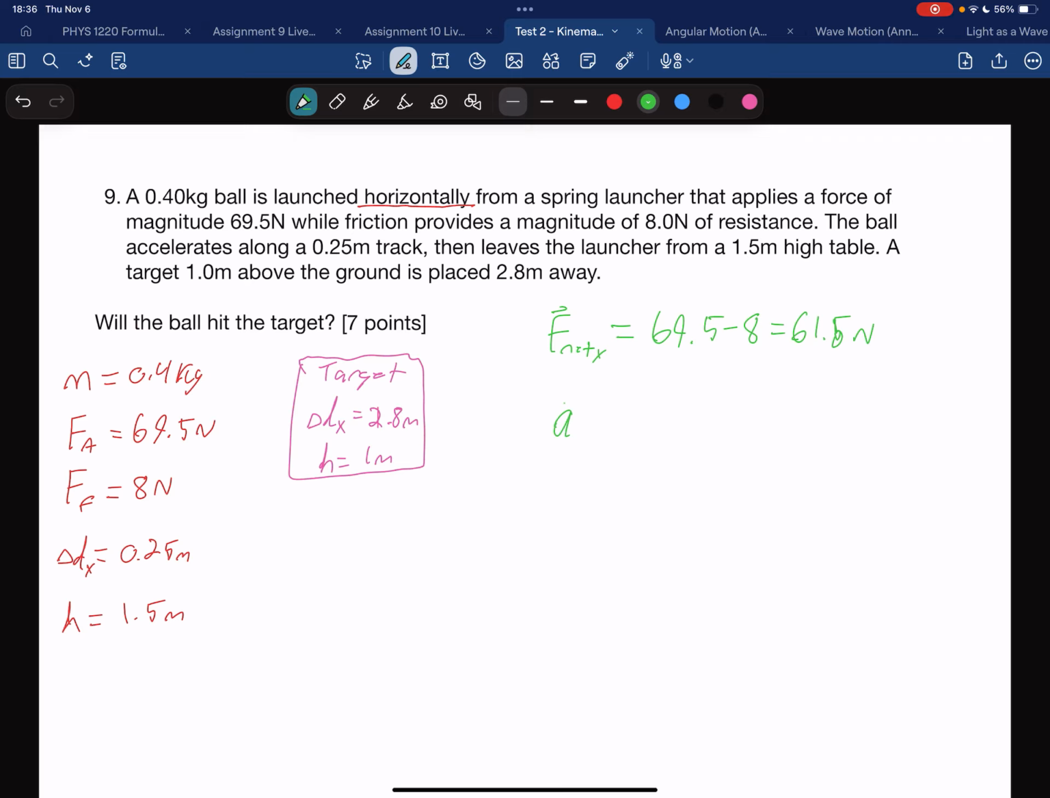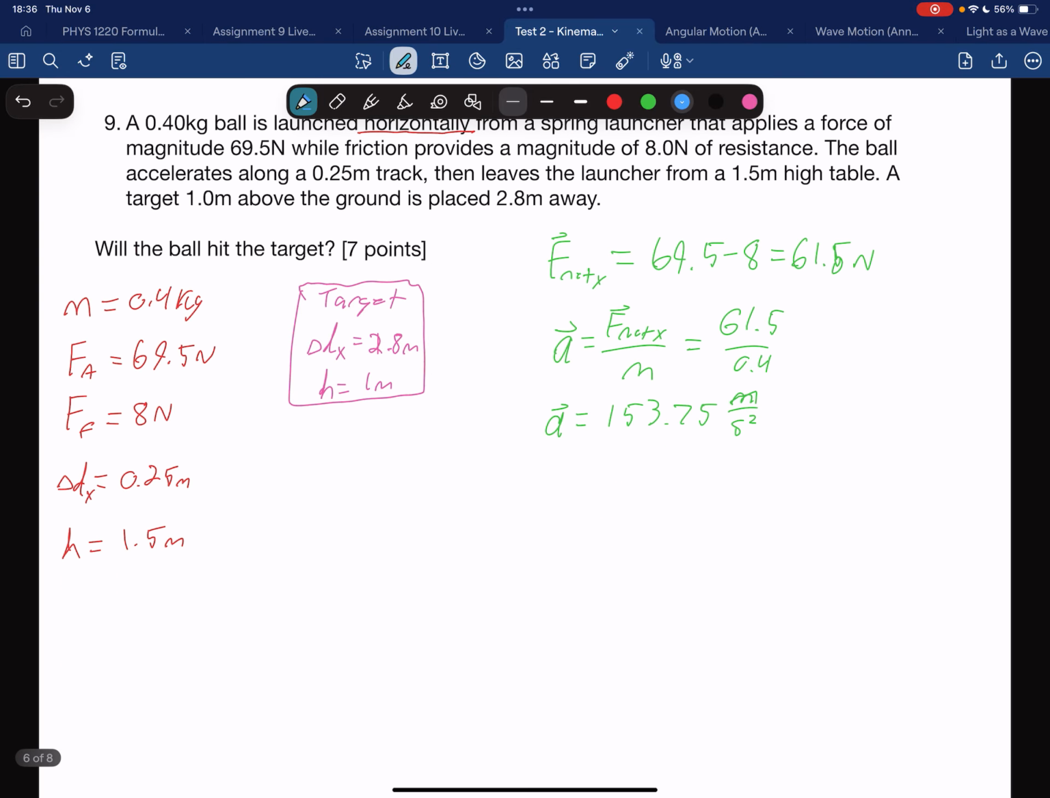We can use F net equals ma to calculate acceleration. We get 61.5 over 0.4. This is going to give us an acceleration of 153.75 meters per second squared. Okay, great. So I have an acceleration. I know it is accelerating at this rate. I also know that the track is 0.25 meters long. So I know the acceleration and I know how long it accelerates for.